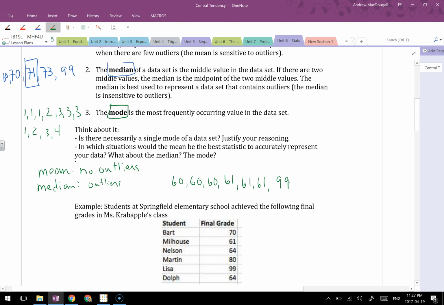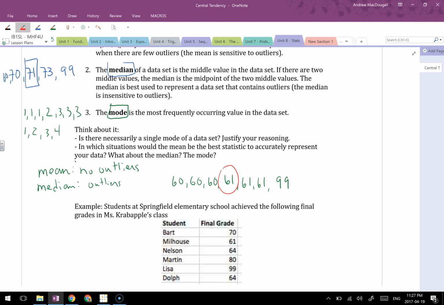Now this 99 at the end, that would affect the mean quite a bit, right? Because that 99 is pulling up the mean. But really, what number, I would say 60 or 61, really represents this data well. Almost everyone got that score. So if I do the median, I see, oh, it's actually 61. That's in the middle. So median is a good choice if there are some really high or really low numbers.